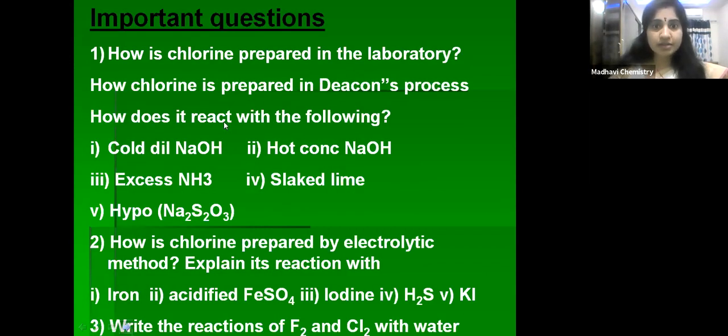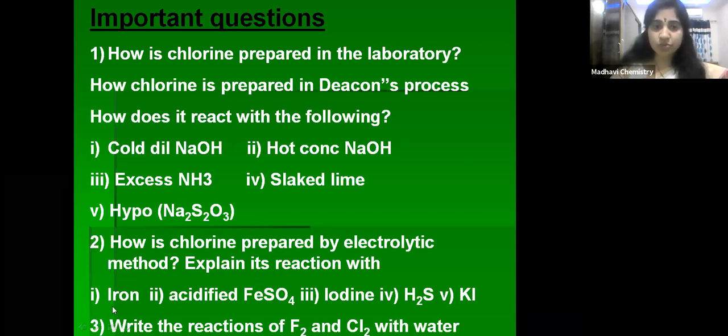Now these are some important questions. How is chlorine prepared in the laboratory? How is chlorine prepared in Deacon's process? Very important. How does it react with the following: cold and dilute sodium hydroxide, hot and concentrated sodium hydroxide, and excess of ammonia? If we consider slaked lime, how does it react? And hypo, sodium thiosulfate is obtained, is it not? So today only we have discussed. And how is chlorine prepared by the electrolytic method? Nelson cell we have seen, children.